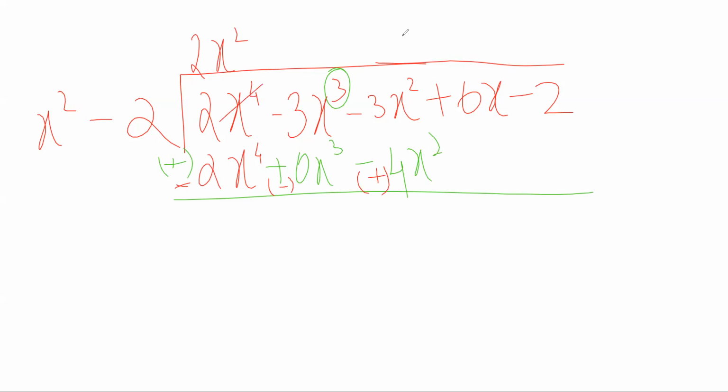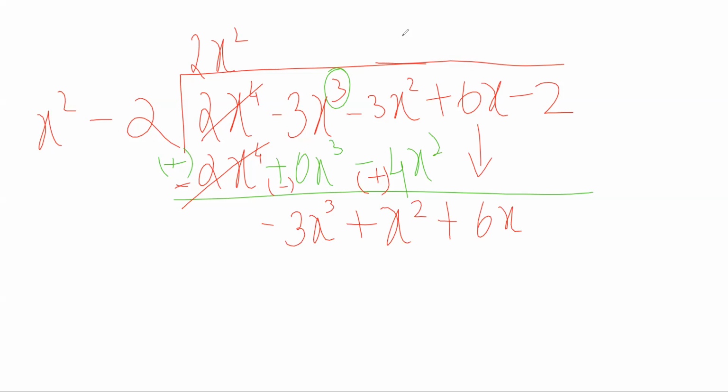So 2x power 4 gets cancelled. Minus 3x cube will be same because it's 0x cube. When you subtract it with 0, there will be no change. Therefore, it's going to be same, minus 3x cube. Now when you solve minus 3x square plus 4x square, it is plus x square. And plus 6x comes down.